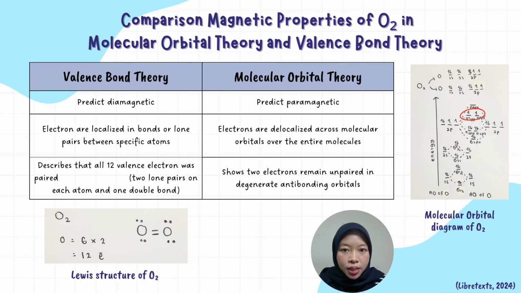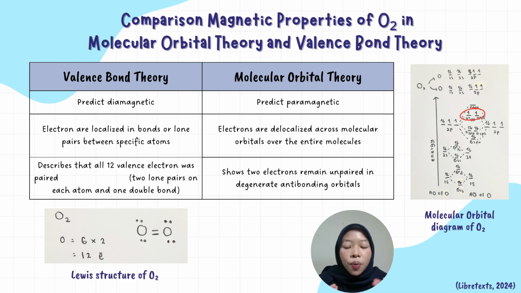Comparison of the magnetic properties of O2 in molecular orbital theory versus valence bond theory. First, let's take a look at the valence bond theory. It predicts diamagnetic behavior, while the molecular orbital theory predicts paramagnetic. In valence bond theory, electrons are localized in bonds or lone pairs between specific atoms, while in molecular orbital theory, electrons are delocalized across molecular orbitals over the entire molecule.